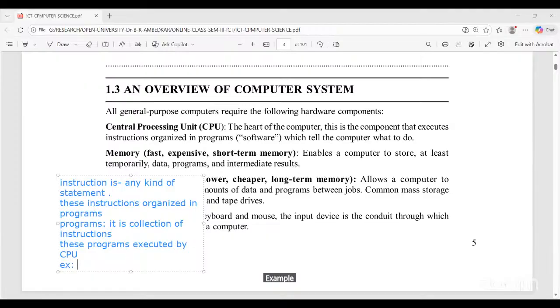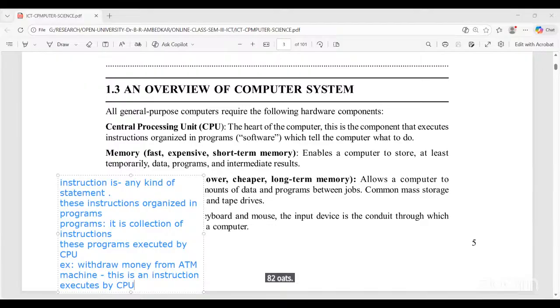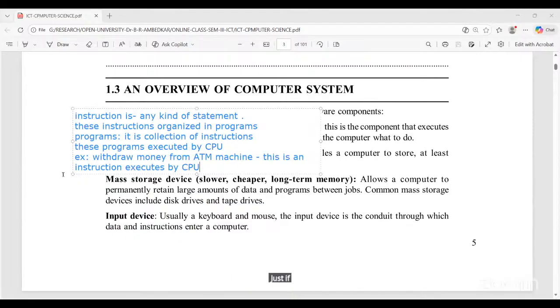Example, withdraw money from an ATM machine. So this is an instruction. Withdraw money from ATM machine, this is an instruction. An instruction is executed by the CPU. So this is what exactly the CPU means. If you want, you can take a screenshot here.